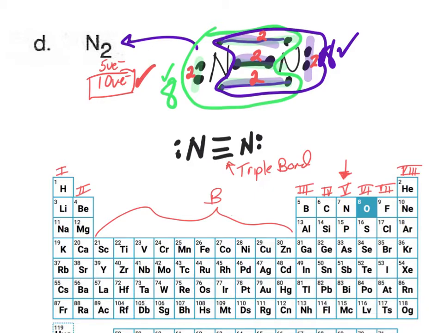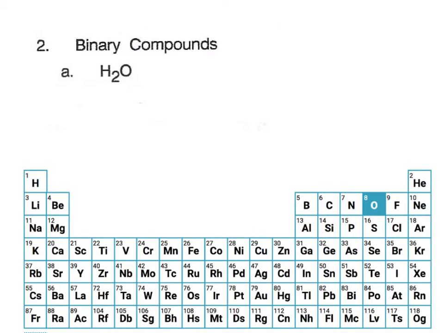And that is the last of our diatomic elements. Now we're going to move into some other molecules that are joining different atoms together. We're going to see how we do those. We're going to look at something called the binary compounds. What I mean by binary compounds are compounds that have 2 different elements bonded together. There may be more than 2 atoms total, but they are from 2 different elements.